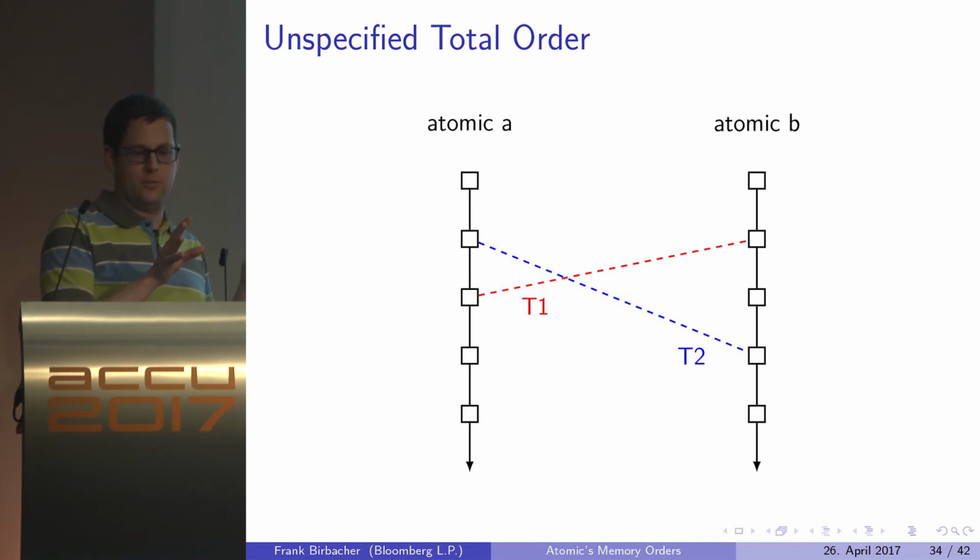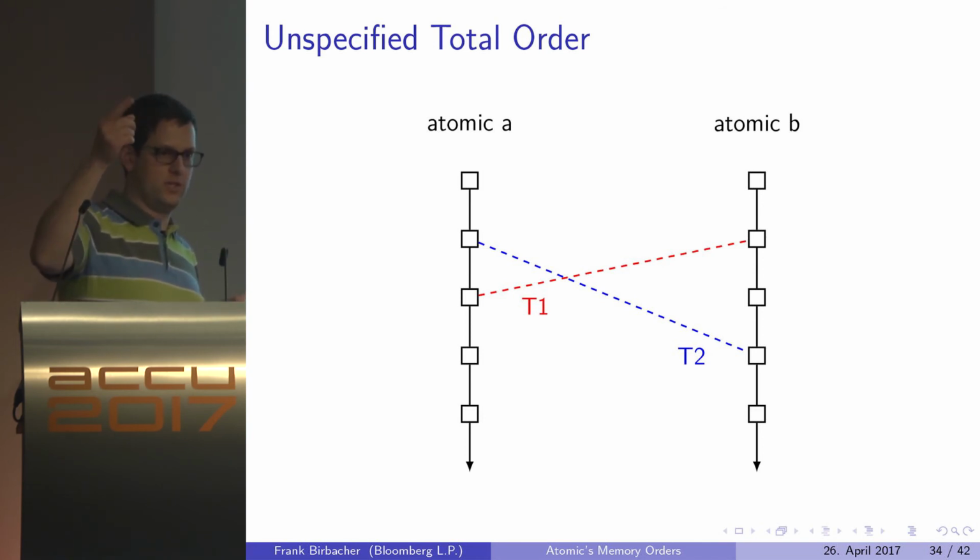So we have two shared atomics, A and B, each of which are being modified from some threads we're not going to look at that are not on the diagram. They have some modifications, and for each of them, they're put into a total order. So we have these squares depicting the modifications of these atomics and the order in which they occur, with earlier ones being further at the top and later ones being further at the bottom.